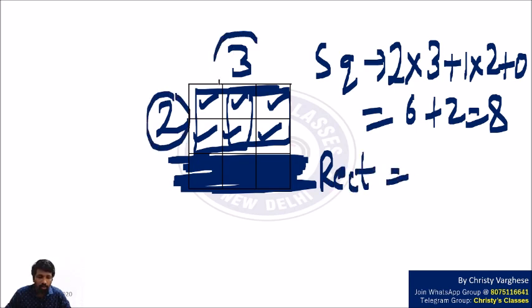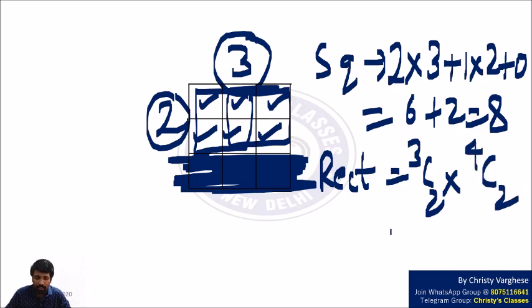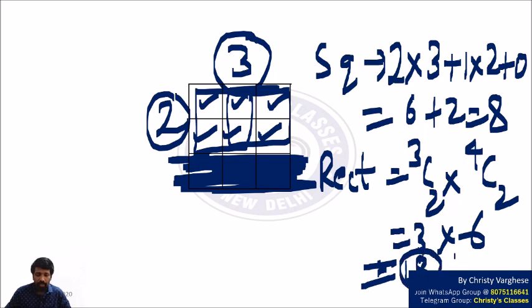Now rectangle number, how many are there? 2 rows and 3 columns. So 2 plus 1, 3C2, into 3 plus 1, 4C2. 3C2 is what? 3. 4C2 is what? 4 into 3 by 1 into 2, 12 by 2, 6. So 18 rectangles will be there. So rectangle number 18, square number 8. Rectangles which are not squares, if you count, that will be 18 minus 8, 10 also. That also is clear, I guess.